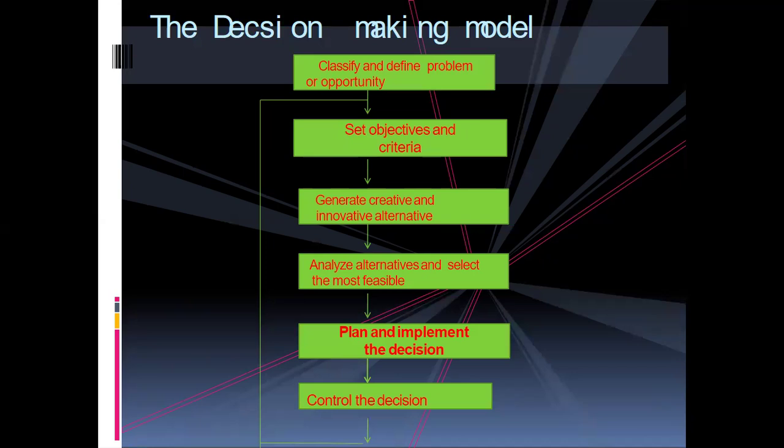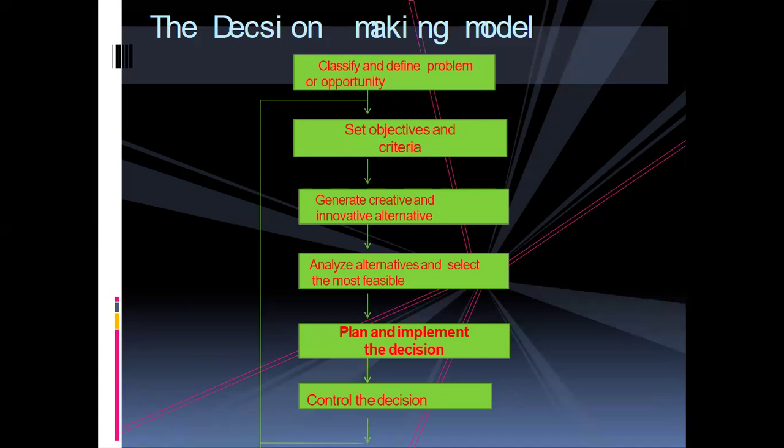So the sequential flow process adopted for decision making in any organization is common to any organization. This is the standard flowchart which is followed everywhere. So first thing, we have to classify the problem and define the problem for a better opportunity. Set the company goal and what are the various criteria that are expected.